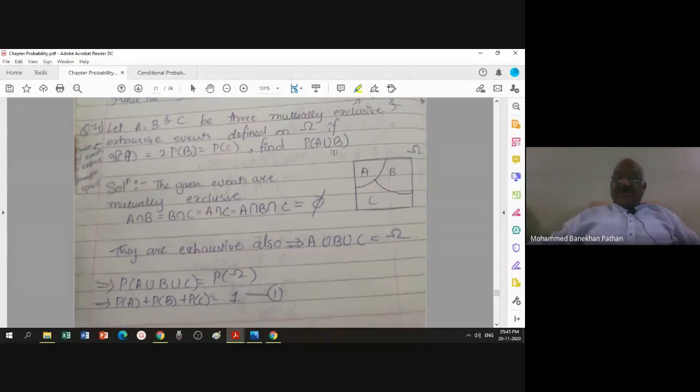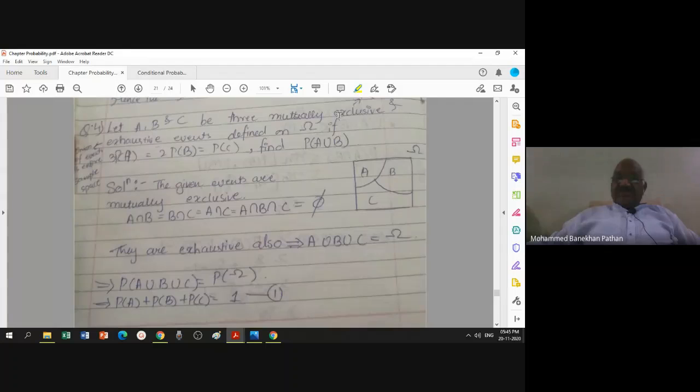By the addition theorem, it is P(A) plus P(B) minus P of A intersection B. But now I want to decide what P(A) is, which is not given in the question. What is P(B), which is also not in the question, but the relation is there. So by using this relation, we'll try to decide the respective probabilities. Before that, I will make a Venn diagram using the information.